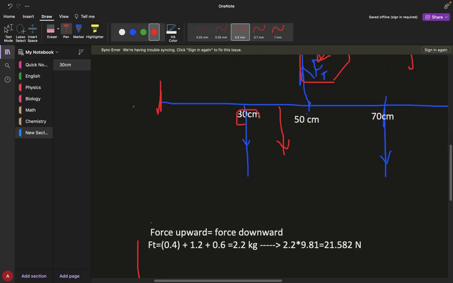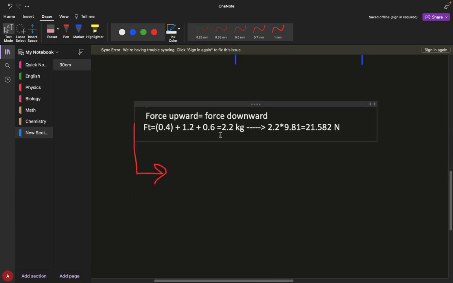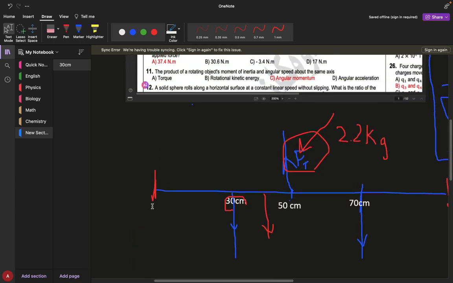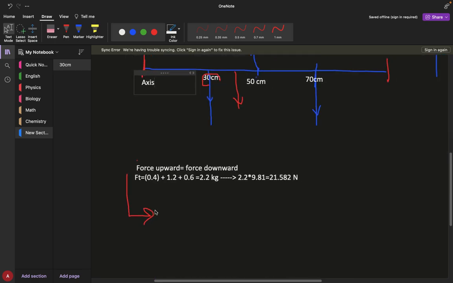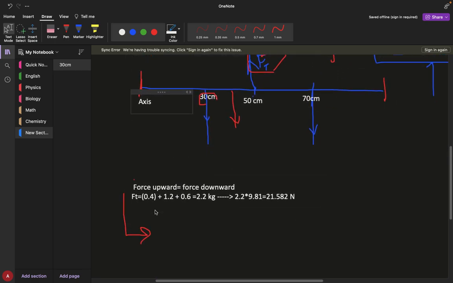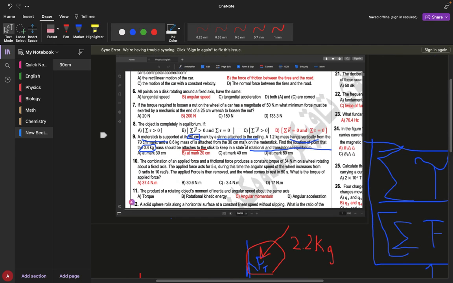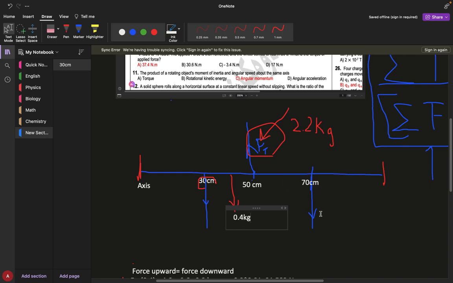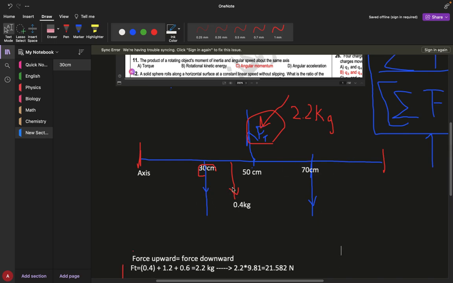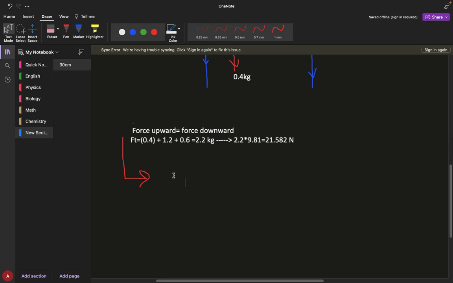As for torque, let's regard this as our axis. If I make that my axis, this would be clockwise, and so would this one, 0.4 kg, 0.6 kilogram. This is clockwise, clockwise, clockwise, counterclockwise. Now you know what to do.